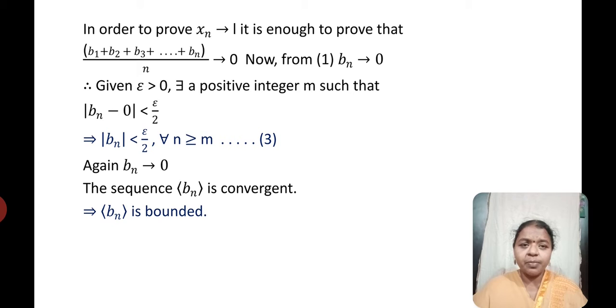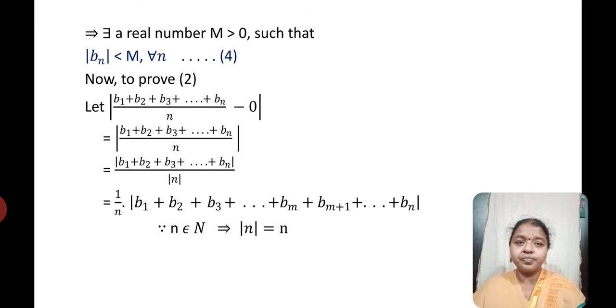Again, let's take b_n tends to 0. This implies that the sequence b_n is convergent and therefore b_n is bounded. So since it is bounded, there exists a real number capital M greater than 0 such that modulus of b_n is less than M for all n. Let's call this equation 4.